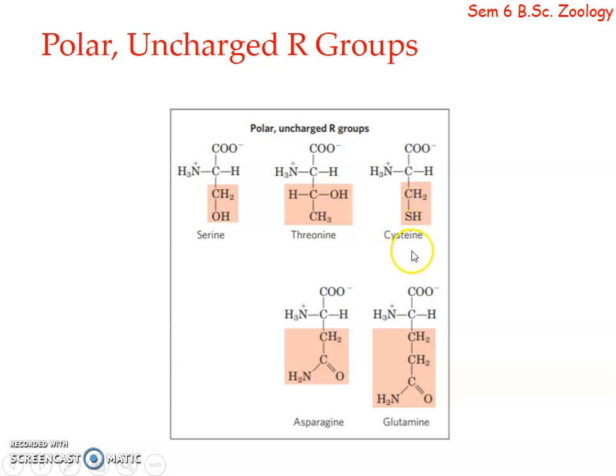Cysteine, this is cysteine. Actually it is not purely hydrogen bonds, it forms disulfide bonds with another cysteine molecule, forming a compound known as cystine. So it is the cysteine molecules which can form disulfide bonds. Then asparagine, you can see here the double bond O. This oxygen can form hydrogen bonds with another molecule. Then here again C double bond O, and these can form hydrogen bonds.